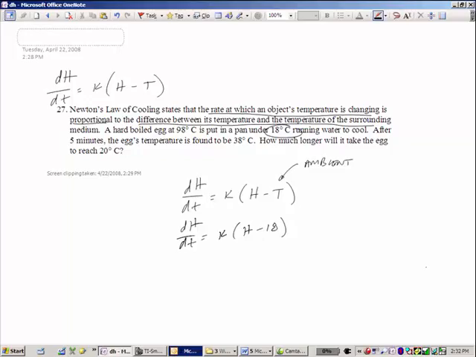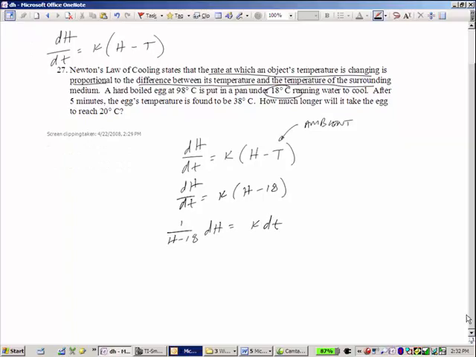All right, so I now need to solve this. It's a differential equation, first step: get the H and T together. So dH over H minus 18 equals k dT, and the integral sign in front of both. We're now doing ln of |H minus 18| plus C1 equals kt plus C2.